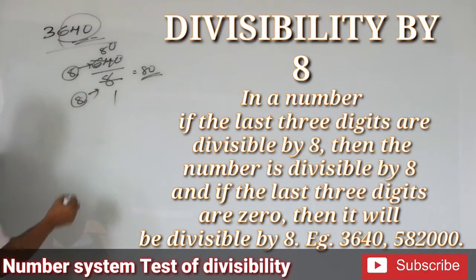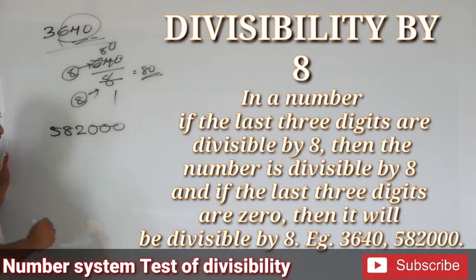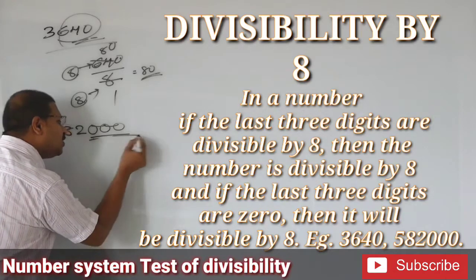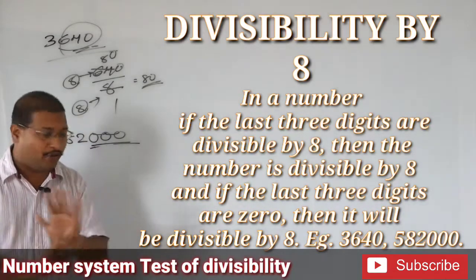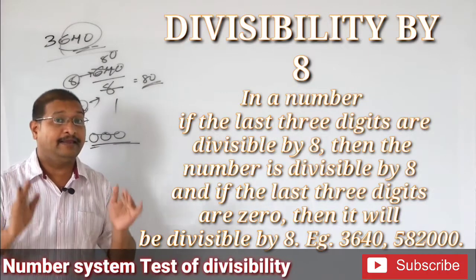Let's see the next number. 582000. Now see, the last 3 digits are 0. It's divisible by 8. No need to do anything. Directly we can say it is divisible by 8.